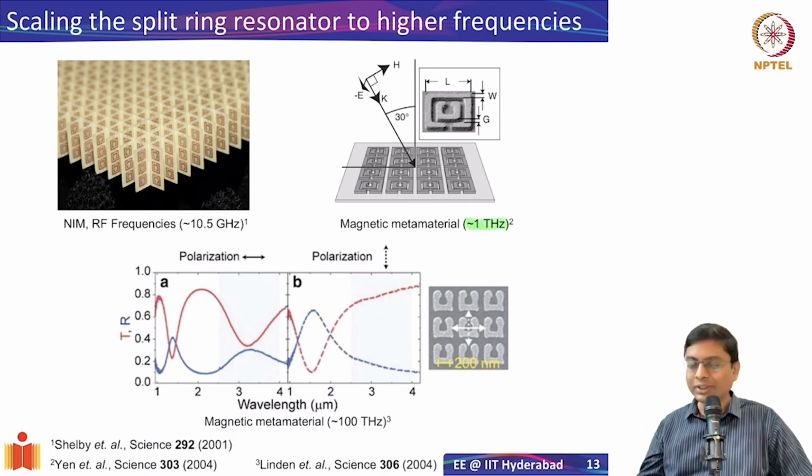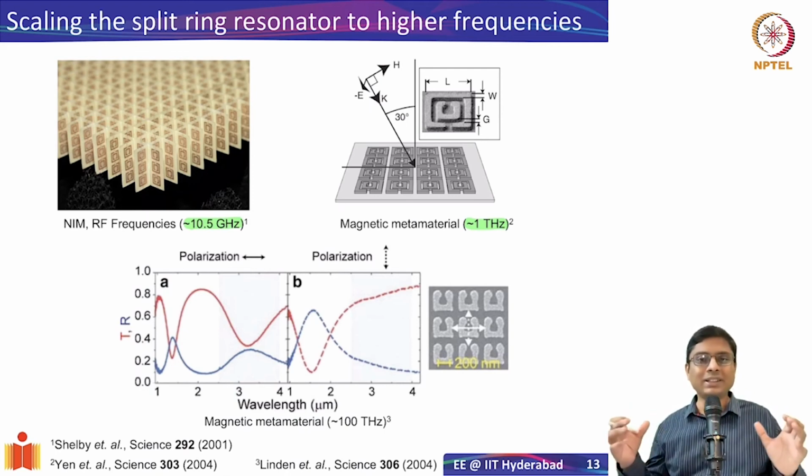So they demonstrated the magnetic response at terahertz, 1 terahertz. This was 10.5 gigahertz, so roughly 100 times higher frequency. How do we achieve response at higher frequency? Well, instead of creating large structures, make them smaller and smaller. Immediately the effective wavelength reduces and the frequency increases.